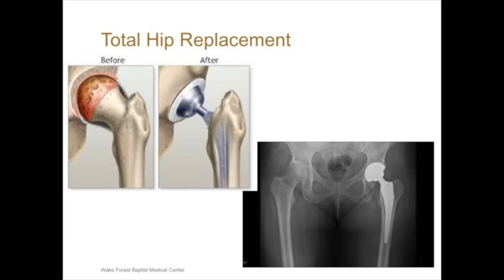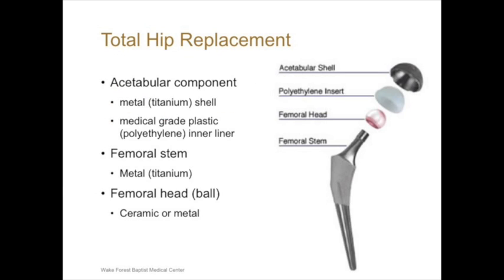So this is just another graphic depiction of that. You can see the X-ray on the right with the new hip replacement. And this kind of shows what the components themselves look like: the acetabular shell and the femoral stem, typically titanium, the polyethylene insert, and the femoral head, that's oftentimes ceramic or oxinium now.